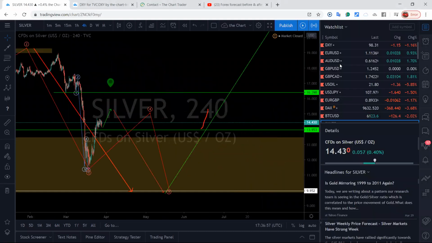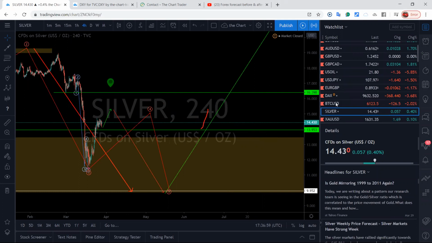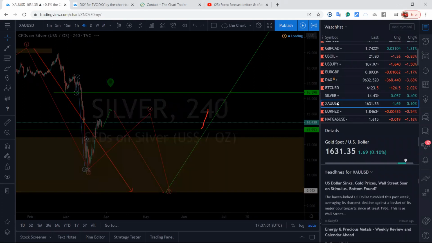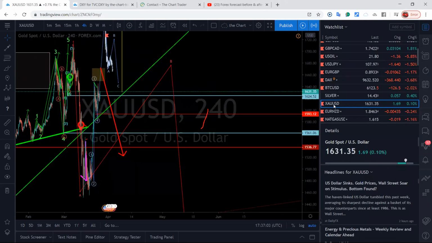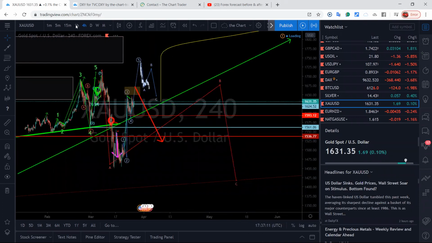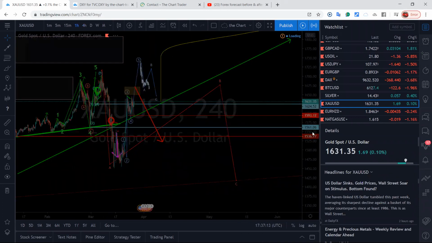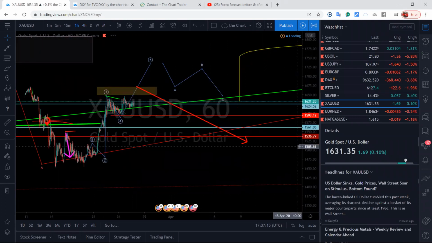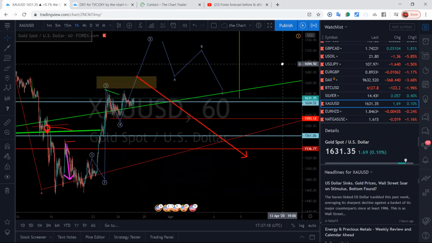Gold. Oh, wow. So the bigger the move on the 1 hour in silver, it's big, okay? To the upside.